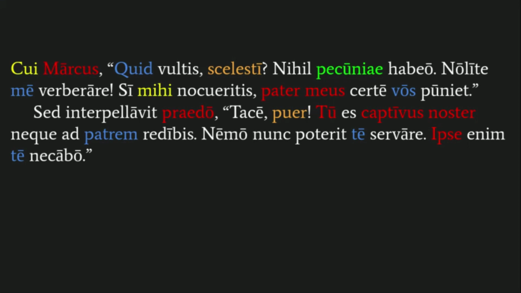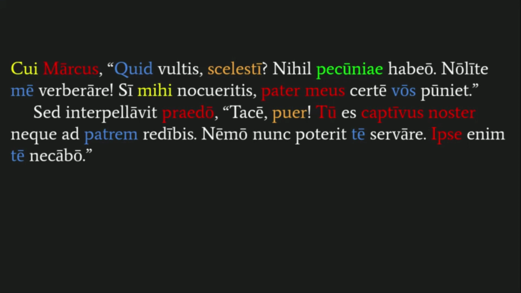Nihil pecuniae habeo. He says, I have, habeo, nihil pecuniae. Again, it's another partitive genitive. I have no money, literally nothing of money. So he says, I have no money. Nolite me verberare. Here we have that negative command, and it's plural. So he's telling a group of people, in this case, the scelesti, the men, don't beat me. Me verberare, don't hit me or don't beat me. He says, I have no money. Don't attack me. That's what he's getting at.